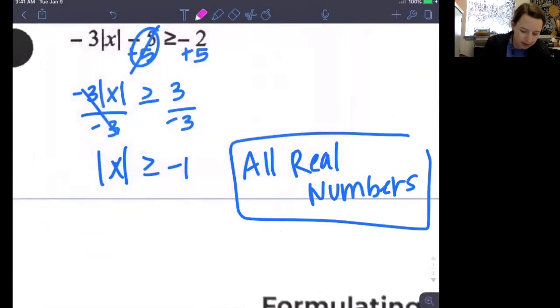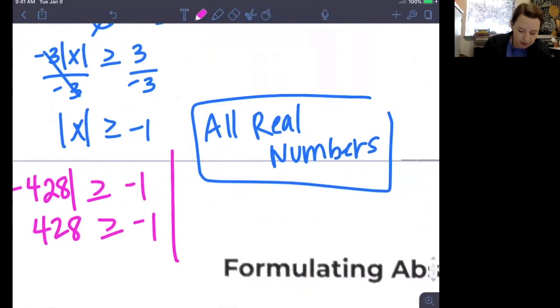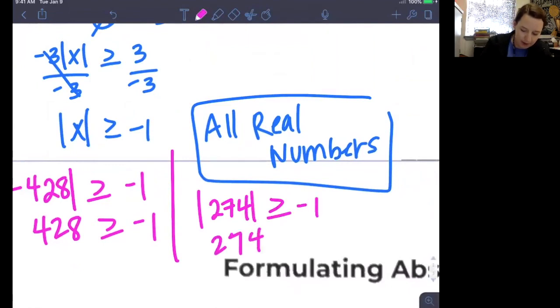So for example, let's just choose a negative 428. So if I take the absolute value of negative 428, it's going to be positive 428, which is greater than or equal to negative 1. We wanted to go the positive route. We could choose positive 274. When we take the absolute value, we get positive 274, and that's for sure greater than or equal to negative 1. Okay, so if you look at your special case, when you have a greater than symbol and a negative, your answer is going to always be all real numbers.